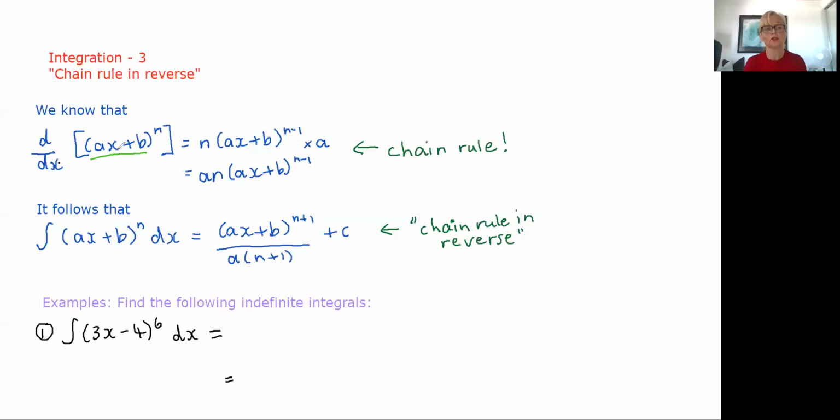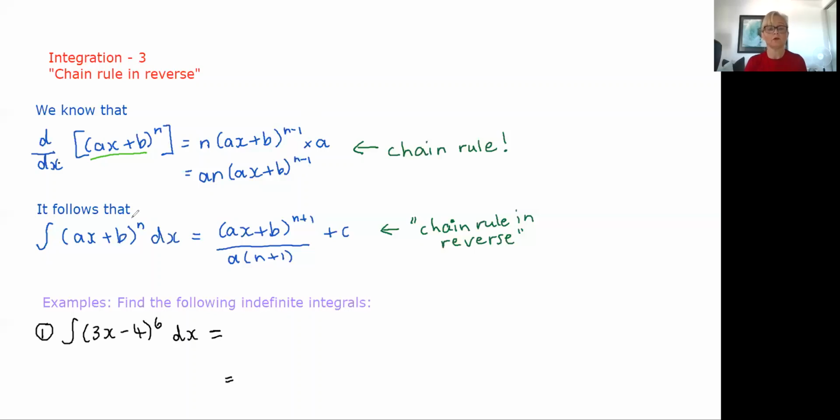So if I were to differentiate that, I would get n times (ax plus b) to the n minus 1. Remember, we bring our index down as a multiplier, decrease it by 1, but then the chain rule says that we also have to multiply by the derivative of that inner function, which in this case is just the constant a. So you end up with that.